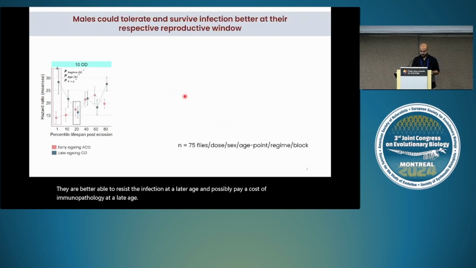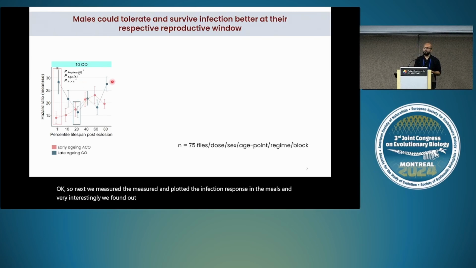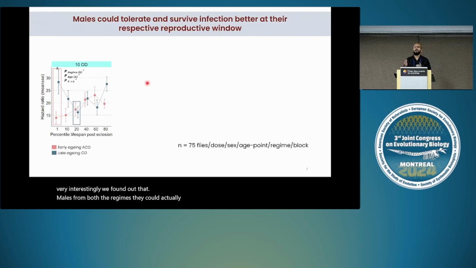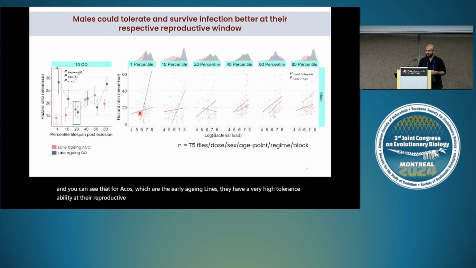Okay, so next we measured and plotted the infection response in the males. And very interestingly, we found out that males from both the regimes could actually survive infection at their respective reproductive window. So you can see here that the red line, again, this is the tolerance graph, and you can see that for ACOs, which are the early aging lines, they have a very high tolerance ability at their reproductive window over here. And on the other hand, COs, which is the blue line over here, they have a high tolerance ability at their specific reproductive window.